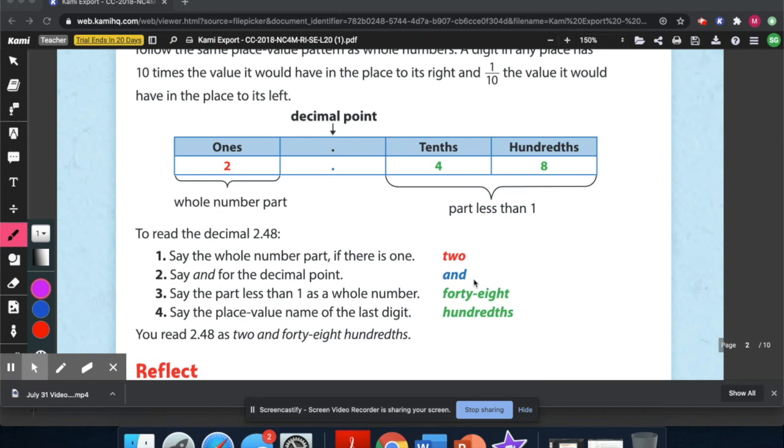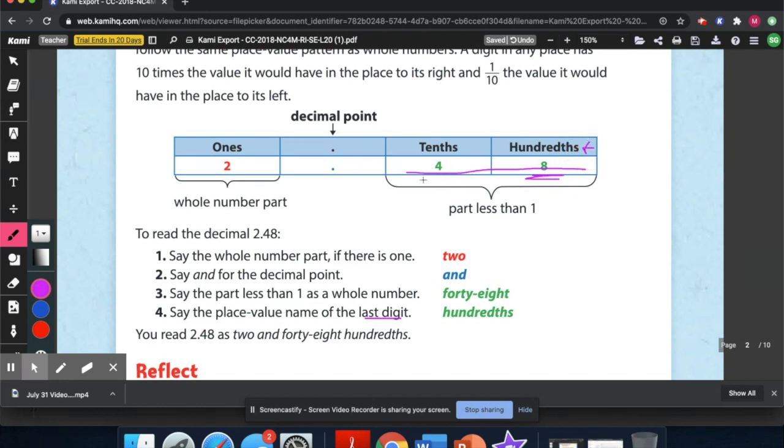Number 3, say the part less than 1 as a whole number. Okay, all they're saying for this one is behind the decimal point, you're going to say this number as it is. So it's 48, but that's not it. Our next rule is say the place value name of the last digit. Our last digit is an 8 and it's in the hundredths place. So I'm going to say 48 hundredths.